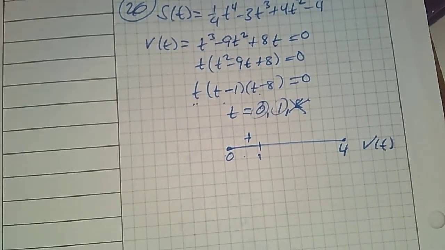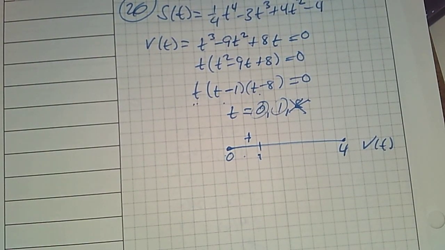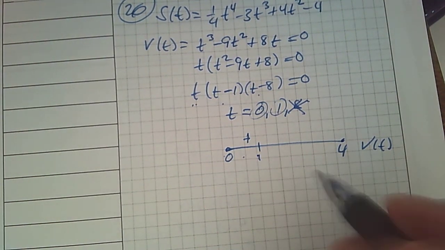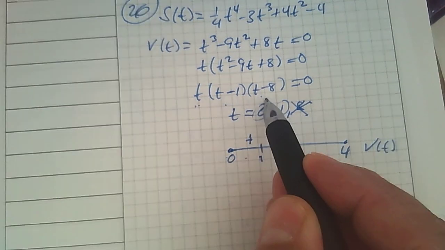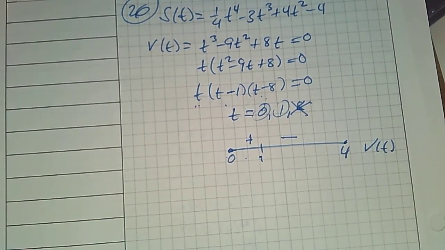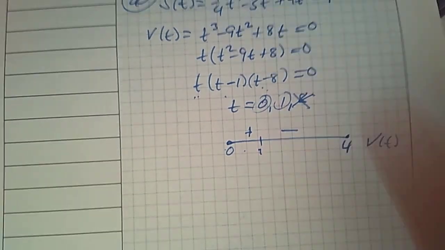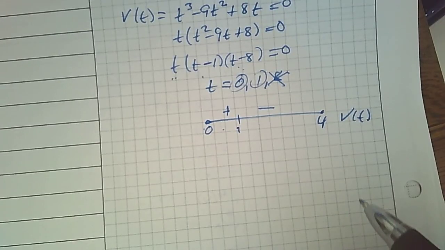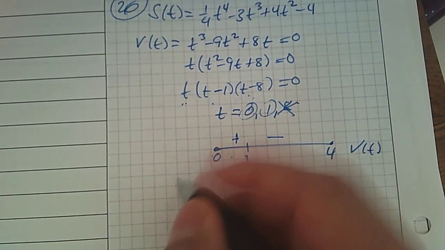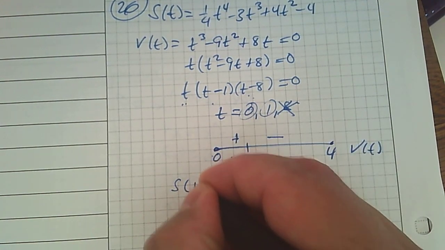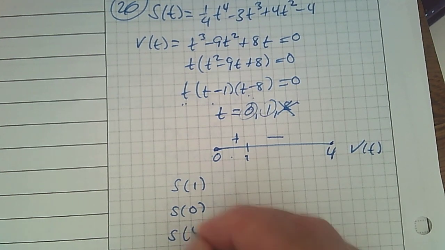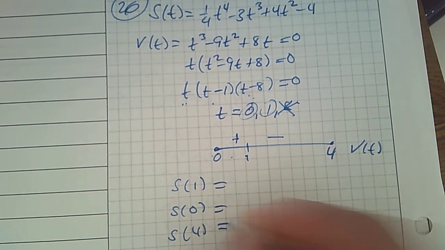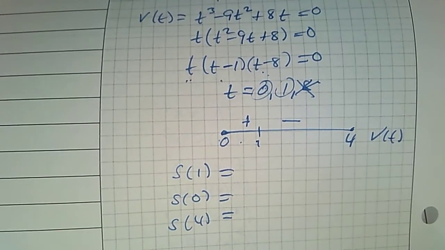Now, what happens between 1 and 4? Pick a number between 1 and 4, like positive 3. Positive, positive, negative. If you put that together, it's going to the left. So for total distance, I need to plug in and understand s at 1, s at 0, and s at 4, and use those numbers to find total distance.